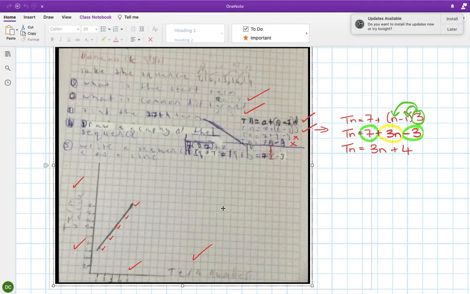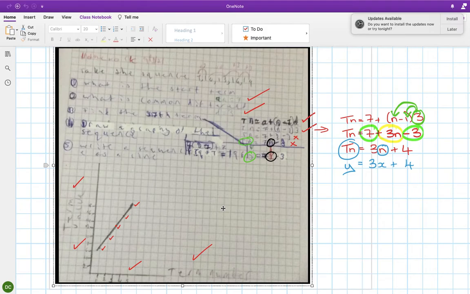Last part then was to rewrite. You did this right, just obviously your previous answer was wrong, but you did exactly what I asked you to do. You replaced the Tn with the y, and you replaced the n with the x, which is exactly what I wanted you to do. So I'm going to replace Tn with y. I'm going to leave the equals. I'm going to leave the 3. I'm going to replace the n with x, and then plus 4. Yeah?